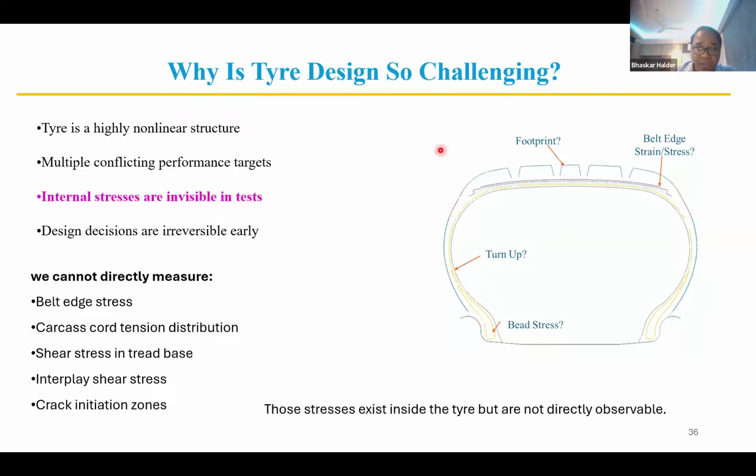If I go for FEA, I have to validate it, because FEA is a theoretical result and I have to validate it against some practical result. But the problem with tires is that I cannot measure these types of stress. We have no instruments to measure the belt edge strain, or the turn up strain energy, or the footprint stresses. So these things are not possible to validate. These are all the challenges while going for FEA.